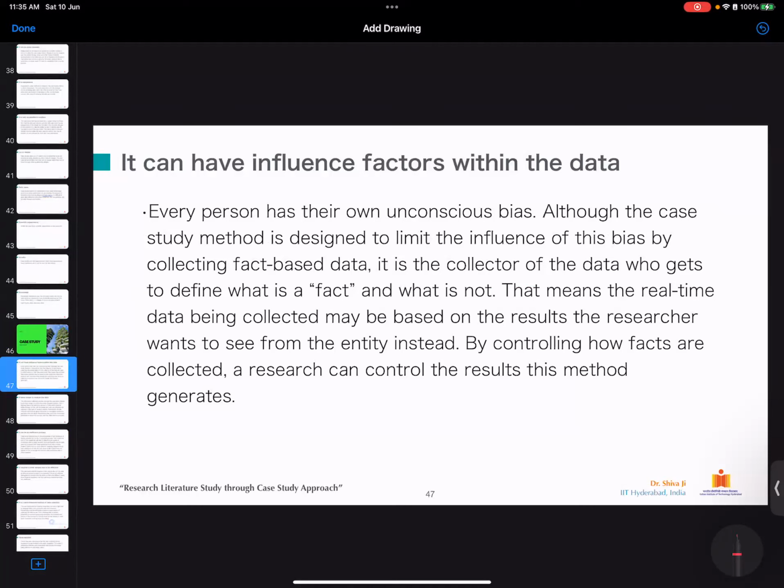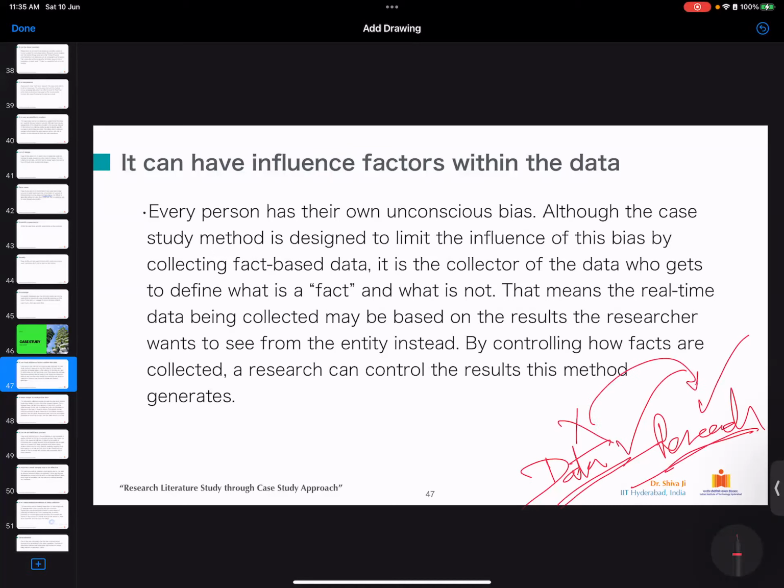It can have influence factors within the data. For conducting any research, data is a very important thing, because if your data is correct, the research findings are going to be correct. But if your data is faulty, then the whole research may have a lot of errors, and it may not be accurate. Even in case studies it can happen, remotely, but yes, it's possible.